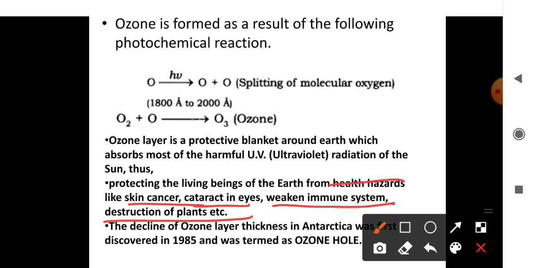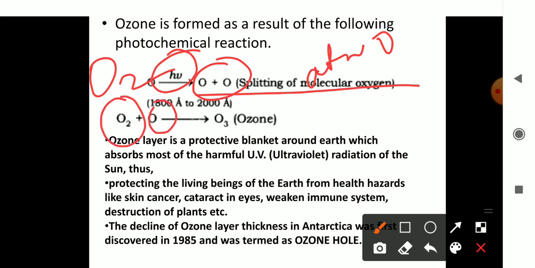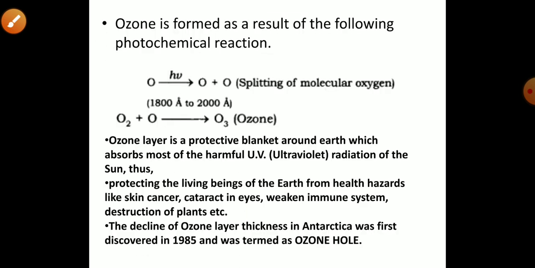And how is it protecting? Let us see. First, let us see how ozone is formed. Ozone is formed by a photochemical reaction. In the stratosphere, diatomic oxygen absorbs a high energy of ultraviolet radiation and splits up into two atoms of oxygen. Then an atom of oxygen combines with another molecule of diatomic oxygen to form ozone. So this is how ozone is formed.